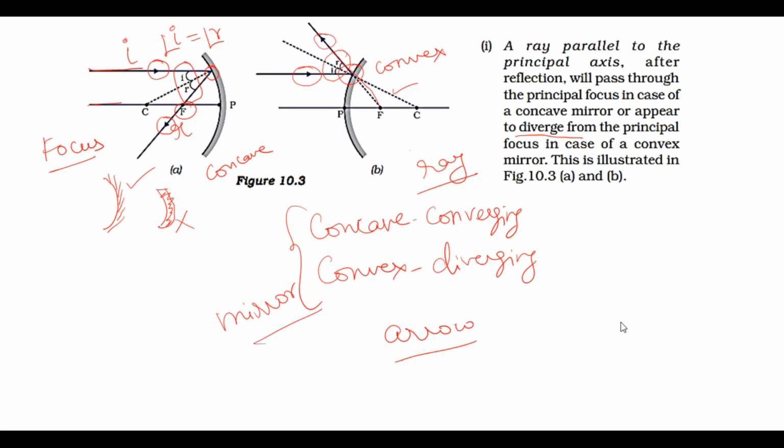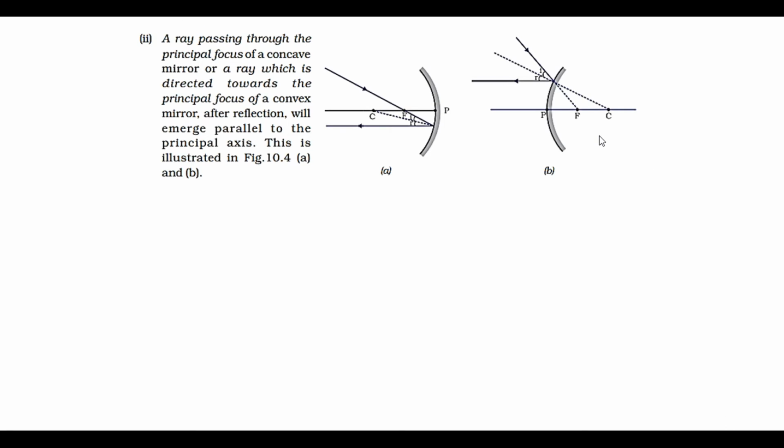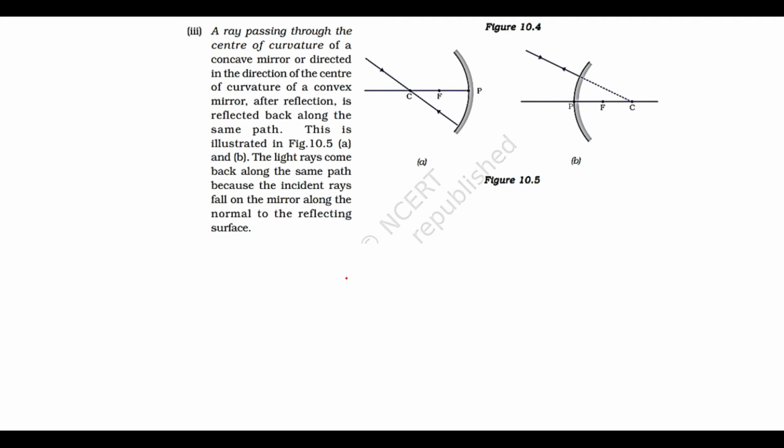Shall we go to the next rule? In this rule, you can see it is opposite to the first rule. There we have seen when a ray is parallel to the principal axis, it will pass through the focus. But here what is happening?